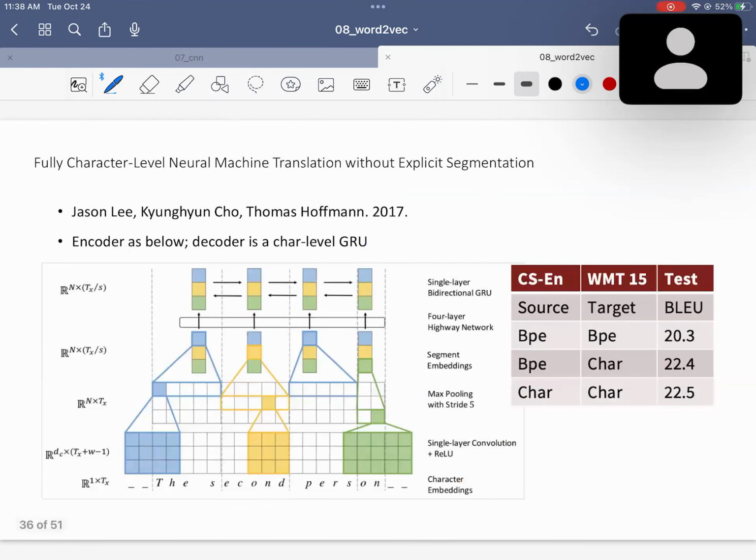There were some more sophisticated designs for character level NMT, and they showed great performance. But we can skip this. This is based on CNN actually. Here's the CNN.